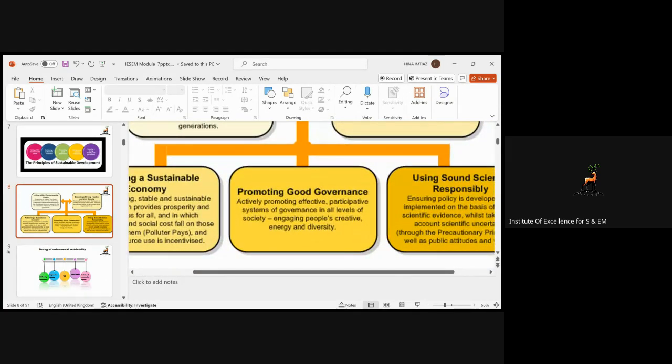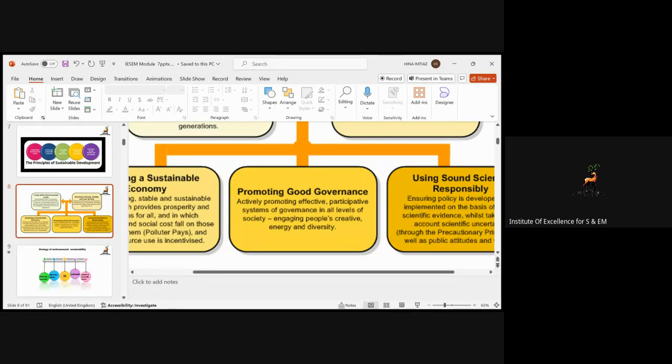So the next is promoting good governance. So actively promoting good governance, because politics is very important for the progress of any country. If the political conditions are stable and the politicians are interested in improving the environment and in promoting sustainable practices, so we have to be very selective while choosing our government.